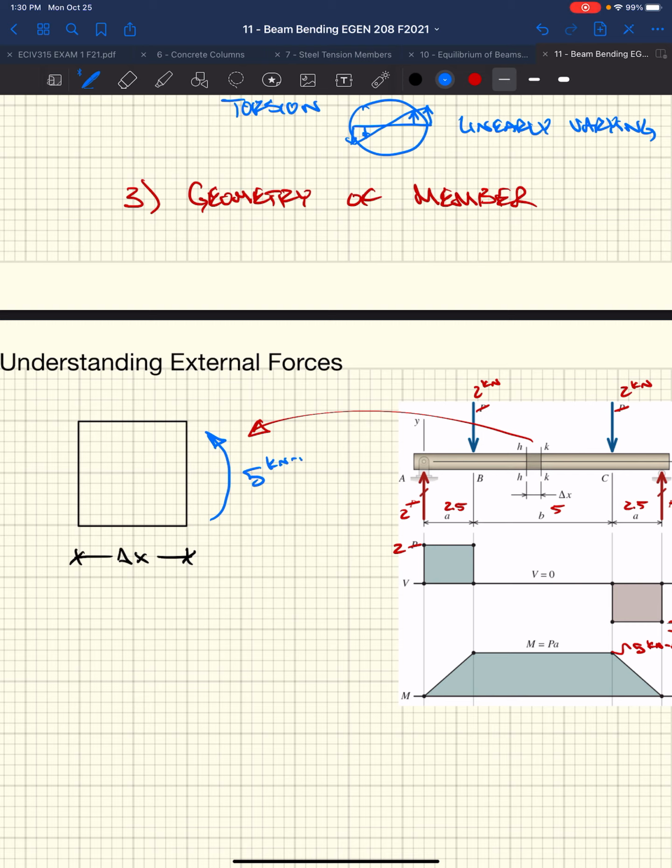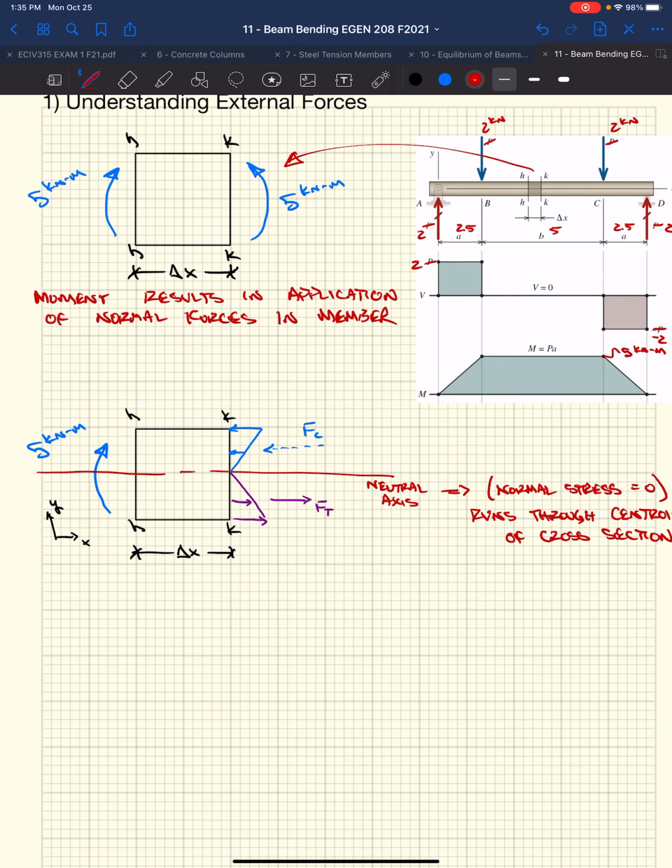So our internal applied moments create these forces above and below the neutral axis that create a couple about our point of zero stress or zero strain, which is a result of this linearly varying stress. Similar to what we have in torsion, which starts at 0 at the neutral axis. Torsion started at 0 at a zero radius, the center of our shaft, and it's maximum out at the extreme fibers, above and below our neutral axis.